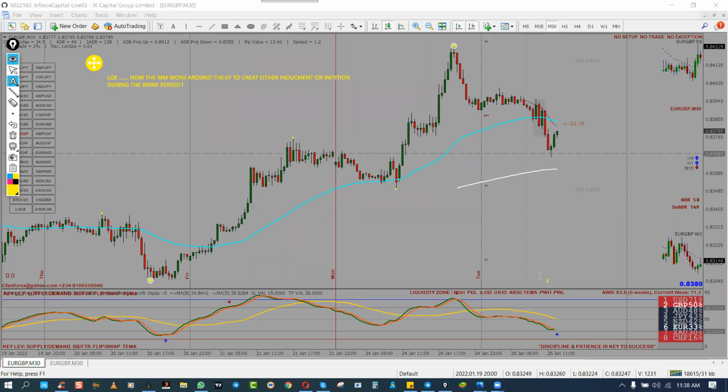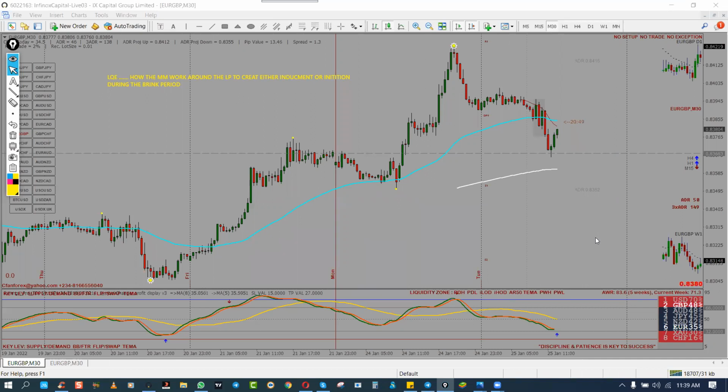So I said the liquidity pools are always expected in the market at the previous day high and low, and the initial high and low of the day, and what to expect has to do with where the market is trading relative to the closest liquidity that has been created in the market.